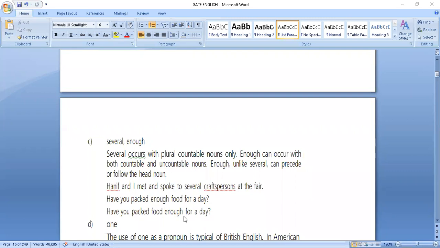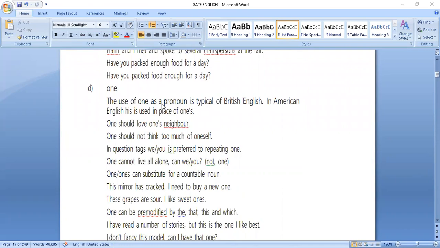Now, use of one. The use of one as a pronoun.